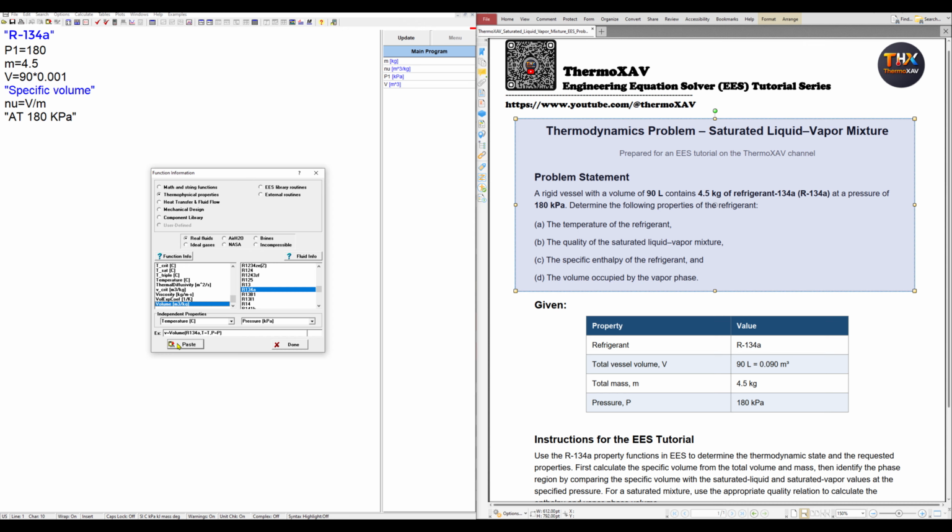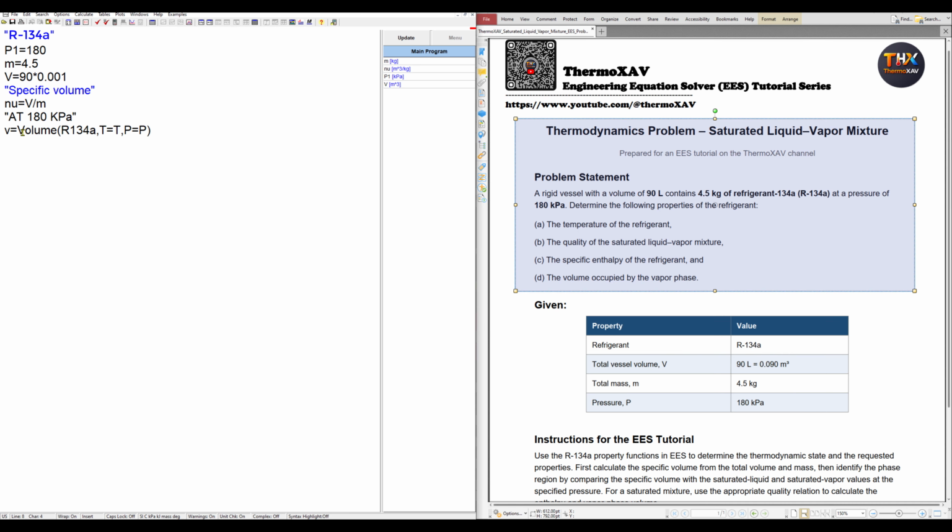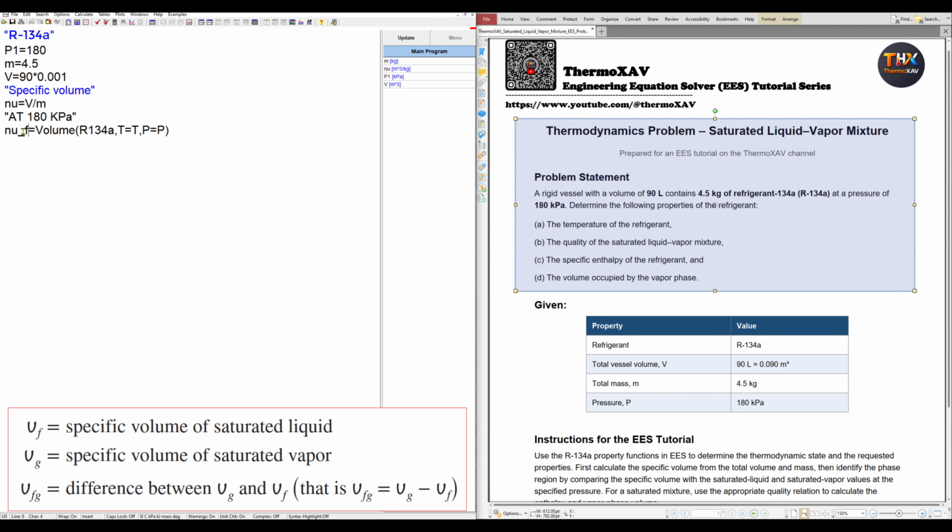So I can first simply paste this equation and modify it. First of all, I will change this to nu, which represents the specific volume, nu underscore f. I can simply define this one. As you can see, this function is volume for this refrigerant, and we need to give two data. One is this pressure. So I change this value to P1, or you can just simply write 180, but I will keep it as P1, which is our input.